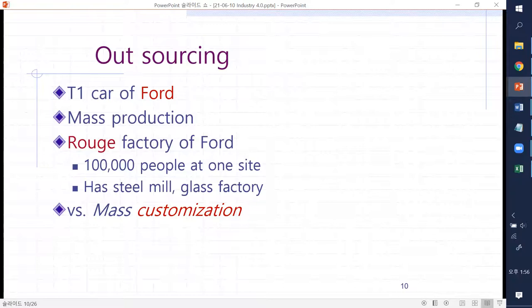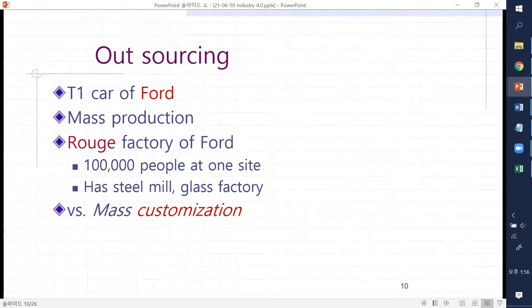The Rouge plant has a shipping port. So ships were coming to the factory to transport ore. Ore is the resource for steel making. And also sand for the glass making. So they imported raw material to make every part of the car at one site. So it is a very big plant.